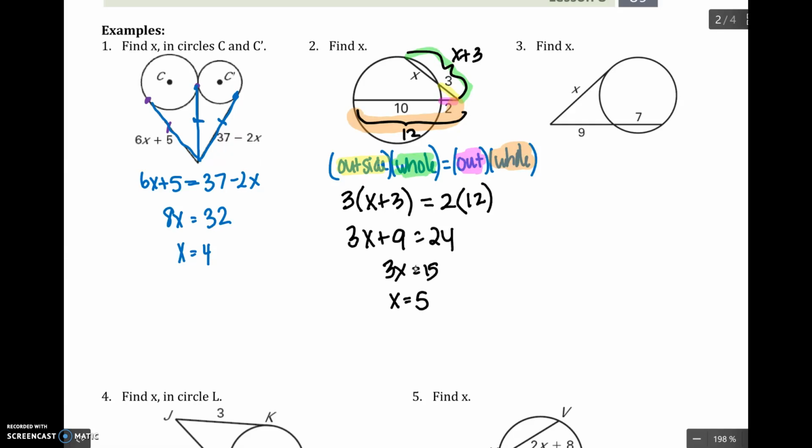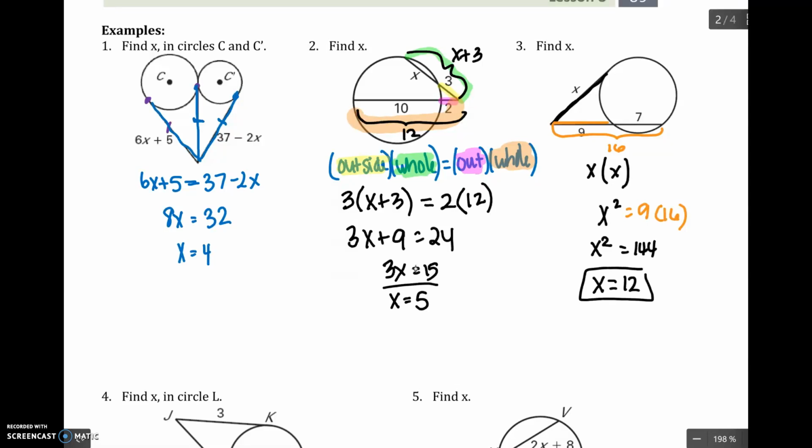Right. Same concept on 3, only this time this is a tangent. So x is the outside portion, and it is the whole portion. So you can write it as x squared. For the bottom secant, we have the outside portion is 9, and then the whole thing is 9 and 7, which is 16. So outside times whole equals outside times whole. And 9 times 16 is 144. And when you square root both sides, you'll get positive or negative 12, but we only keep the positive 12.